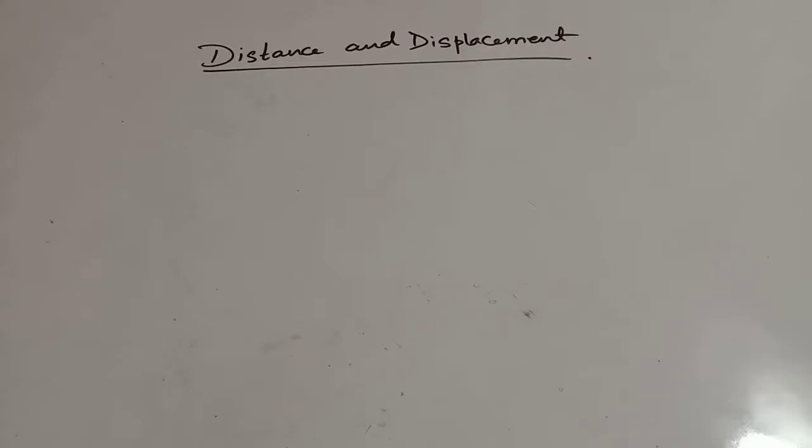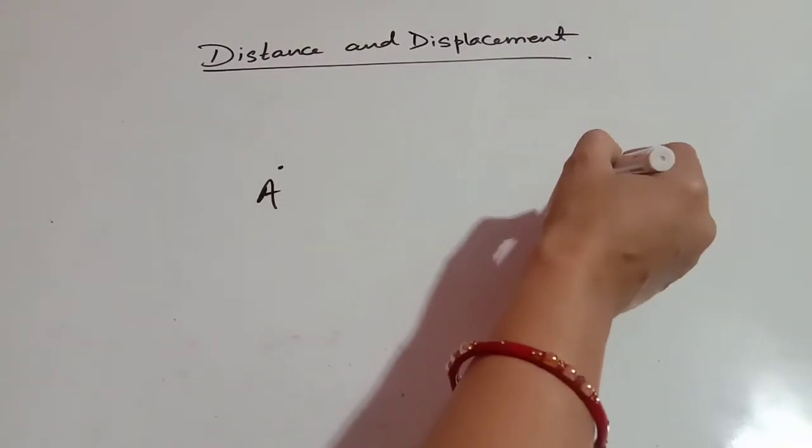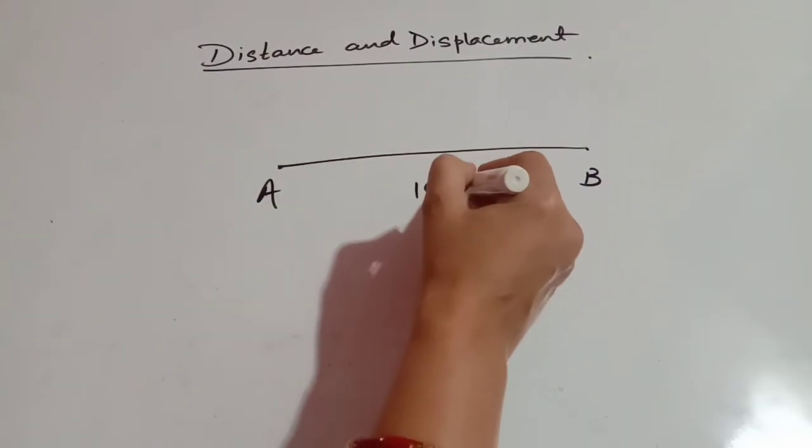Let's understand the concept of distance and displacement in this video in a very simple format. So first we discuss distance. What is distance? Now suppose a racing track or 2 points we consider A, B. The distance between these 2 points is 10 km.